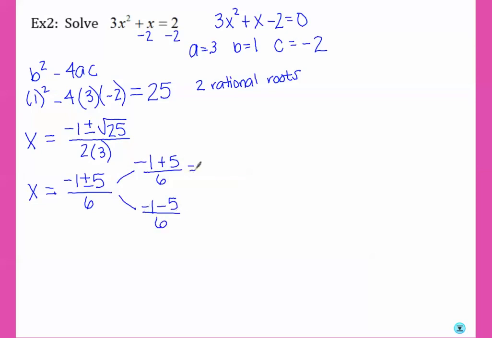So let's simplify these. -1 plus 5 is 4 over 6. -1 minus 5 is -6 over 6. So that means x equals, when we simplify the first one, we get 2/3. And when we simplify the second one, we get -1. Are both of these rational numbers? Yes, they are. So our roots matched up with what our discriminant told us they were going to be.